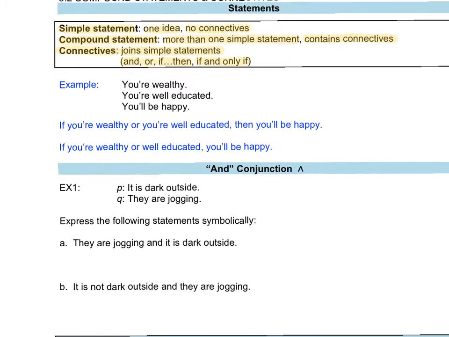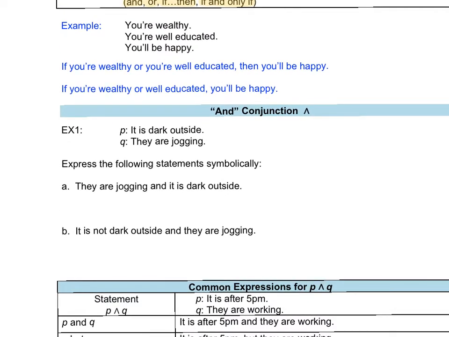For example, let's say that I have these 3 simple statements. You're wealthy. You're well educated. You'll be happy. Each one of these conveys one idea, and none of them have connectives. However, I can connect them. So let's look at this first statement. If you're wealthy or you're well educated, then you'll be happy. I have the connective if, then, and I also see or.